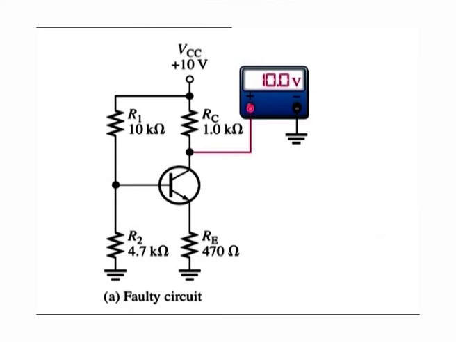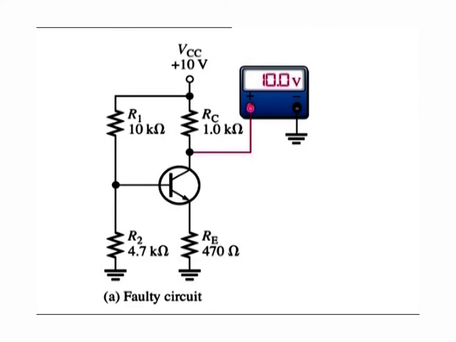Fault 3, base internally open. An internal transistor fault is more likely to happen than an open resistor. Again, the transistor is non-conducting, so IC is equal to 0 amperes and VC is equal to VCC, 10 volts. Just as for the case of the open RE, the voltage divider produces 3.2 volts at the external base connection. The voltage at the external emitter connection is 0 volts because there is no emitter current through RE and thus no voltage drop.